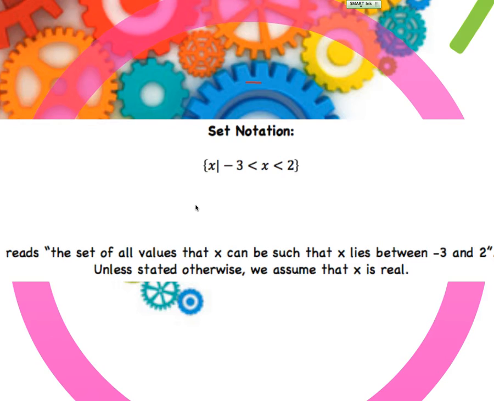Now, we've got a verbal description of it right here, but there are different ways to explain them verbally. So when you try your assignment, if what you write down is a little bit different than what's on the back, check with me. You might be just fine. So this is the set of all values that x can be such that x lies between -3 and 2.